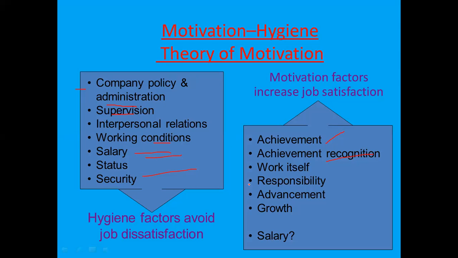Next one is work itself. Whenever you're doing the work, one should not ask the person to stop the work, so you have to design the work module accordingly. Next one, responsibility and advancement. As we discussed in the last class, the advancement may be from the material point of view, the money point of view, or the infrastructure point of view. Next, growth and salary.